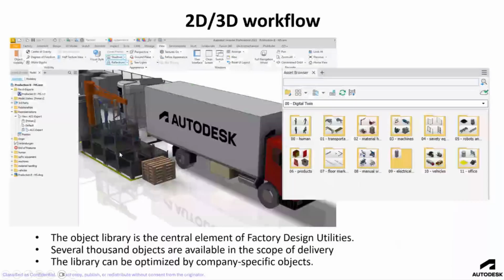So the object library is the central element. It's centralized. Several thousand objects are available in the scope of delivery. So out of the box, you already have several thousand standard objects. You can also add your own.